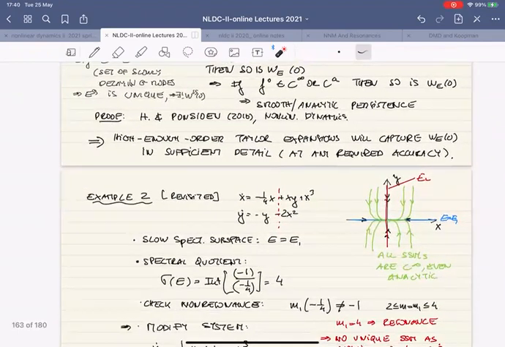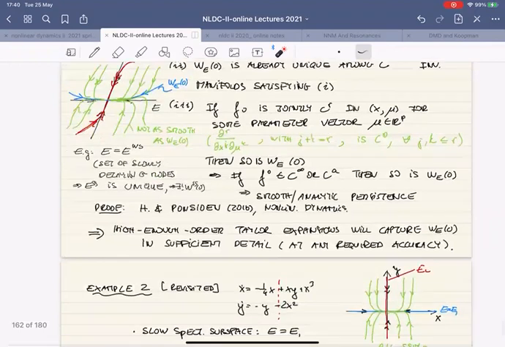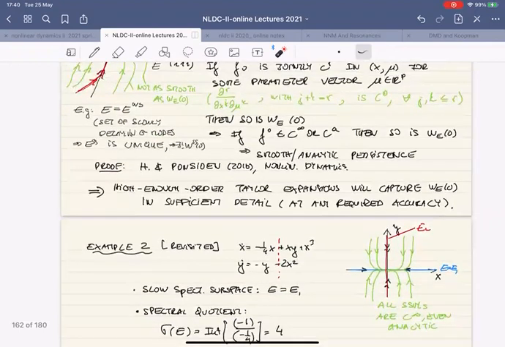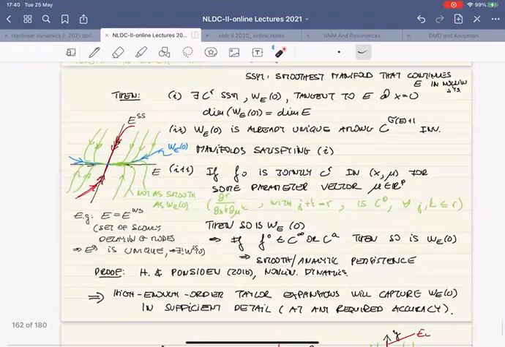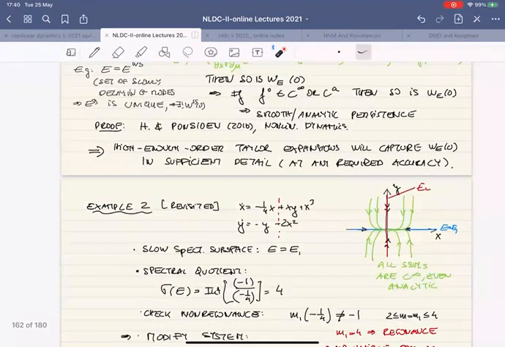I think I stop here and I'll take any questions you might have. And then tomorrow I'll just go back to this example that we looked at and see how this SSM, the spectral submanifold, comes into play in that problem.